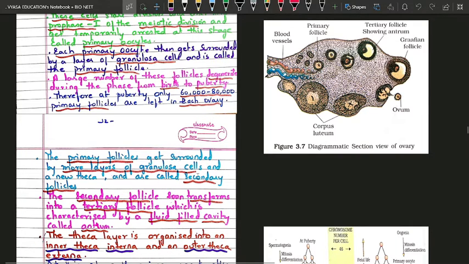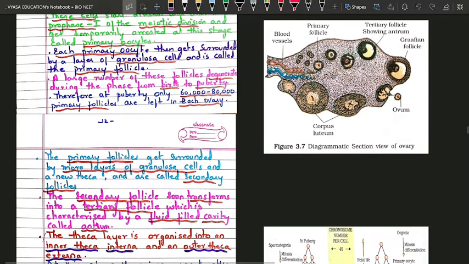And these are called secondary follicles. Again, granulosa cells are there and a new theca is there. Theca is a covering. Secondary follicles are formed. So the secondary follicle soon transforms into the tertiary follicle.